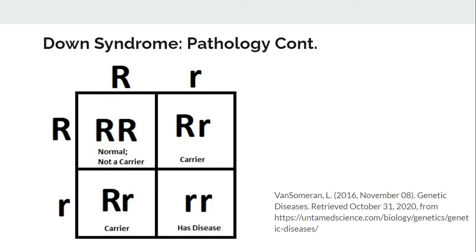Here's a general Punnett square showing the possibility of an offspring having Down syndrome, but this is a general scenario if there were two heterozygous parents, carriers of the disease. They potentially can have a child with the disease, but it's all dependent on the parent, and some offspring don't even have Down syndrome. So this is just a very general scenario of Down syndrome.